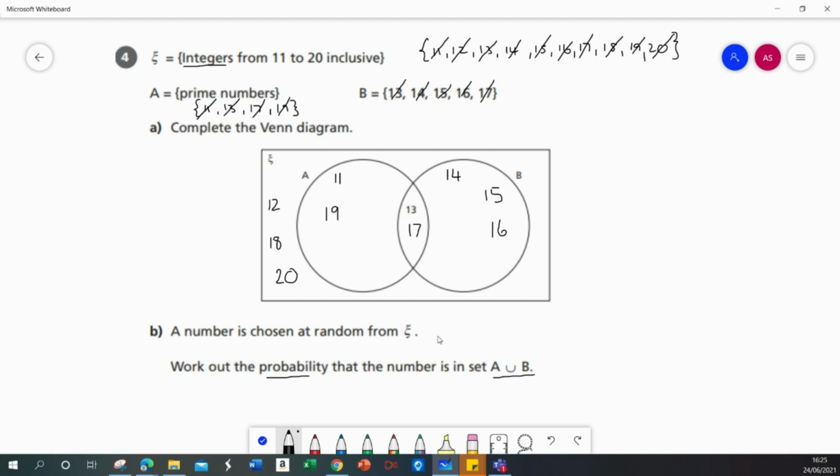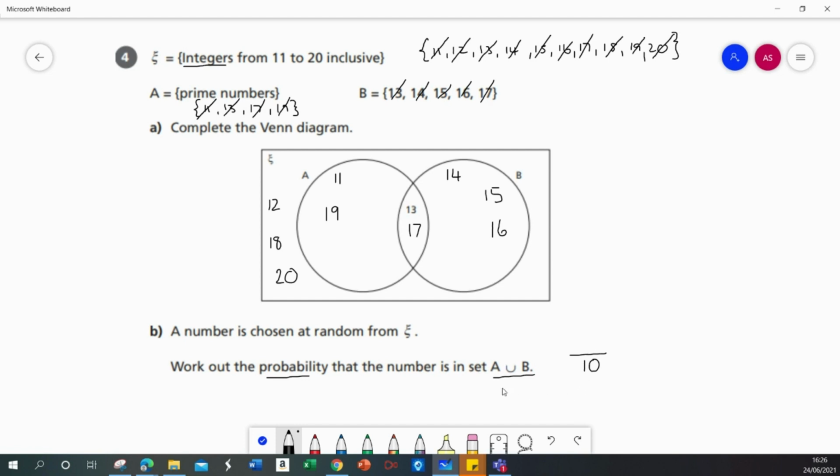So in order to work this out, first of all, I need to know the total numbers in the universal set. So if I count all the numbers between 11 and 20, there are 10 of those numbers. So I'm going to write my probability as a fraction, and the denominator of that fraction would be 10 because there are 10 numbers in the universal set altogether.